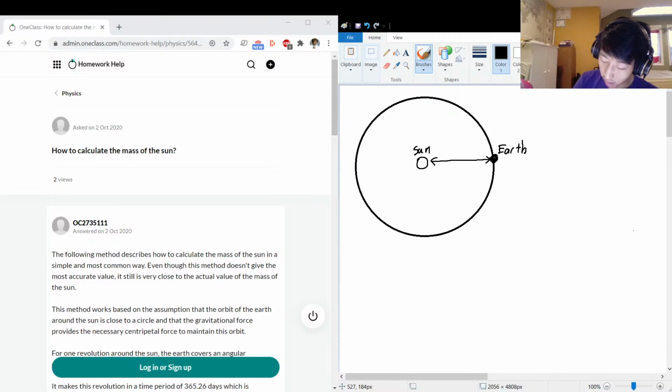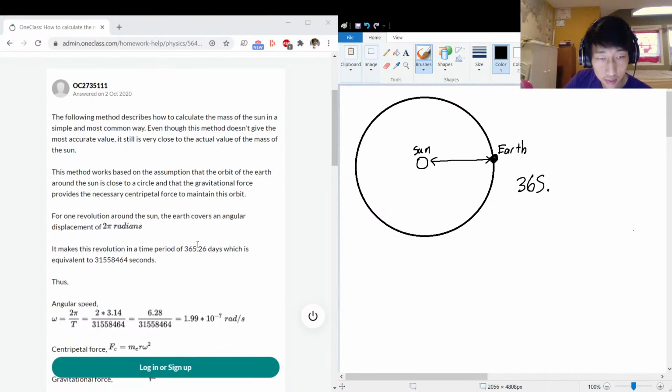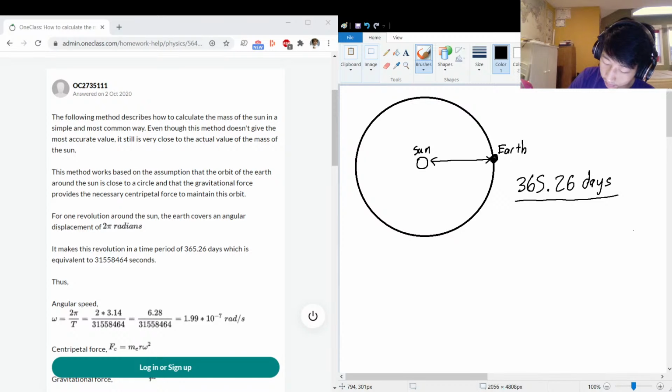Okay, and we know that how long does it take for the Earth to go around the sun? Well, it depends on the year, right? No, not quite. It actually takes about 365.26 days per revolution. I think that's the calculation they used here, 26 days.